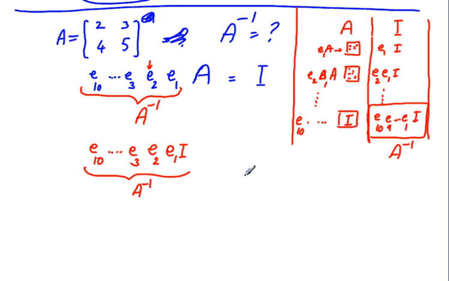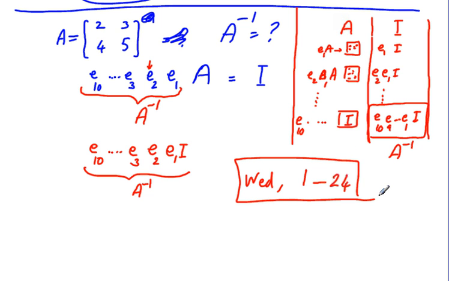For exercises, for Wednesday, what you want to do is whatever exercises from 1 through 24 that show up on your blue sheet, you want to make sure they are all done and ready to go, and then we are going to take it up and continue.